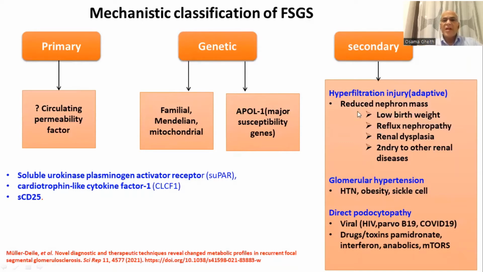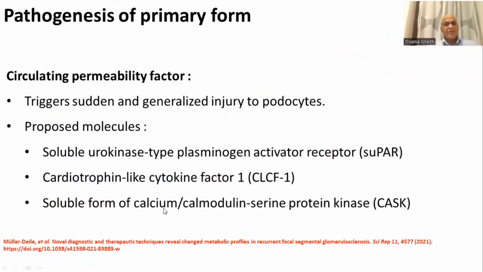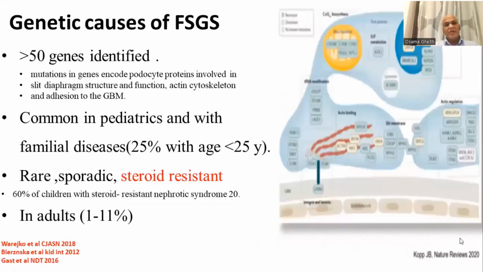This is a summary. The secondary cause could be due to hyperfiltration injury, due to reduced nephron mass in low birth weight patients, reflux nephropathy, renal dysplasia, and other renal diseases. Glomerular hypertension, like what happens in obesity, hypertension, sickle cell disease. Direct toxicity or direct podocytopathy in cases of viral infection or drugs. The primary form of FSGS could be due to circulating permeability factor, which should trigger sudden and generalized foot process effacement of the podocytes. And these are the molecules blamed or accused in the development of this disorder.